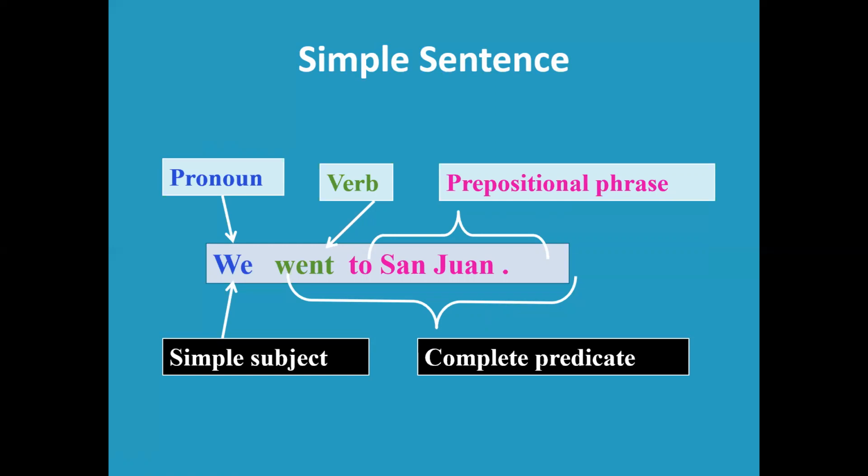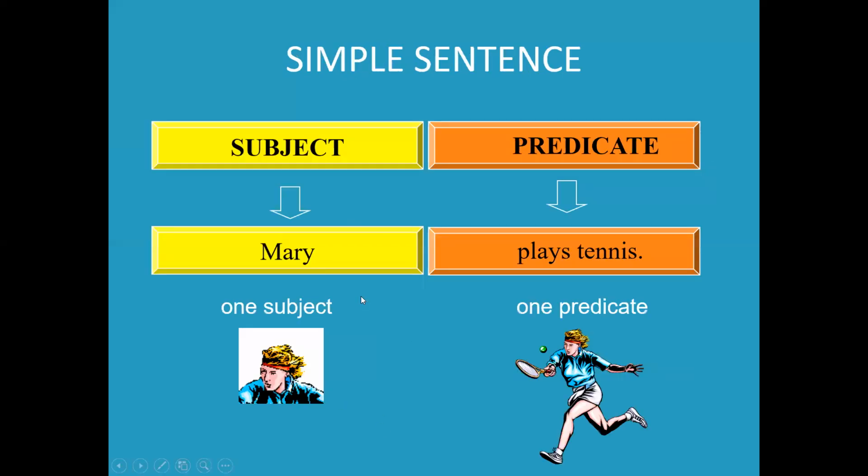And to St. John, that part is the prepositional phrase. But for our understanding, we can say in the sentence, we is the subject, and the remaining part, went to St. John, is the complete predicate in the sentence. So the concept of simple sentence is very easy. We have one subject and one predicate in the sentence.